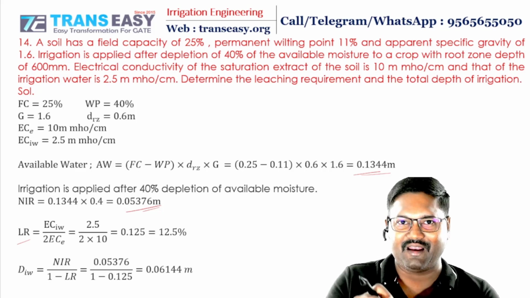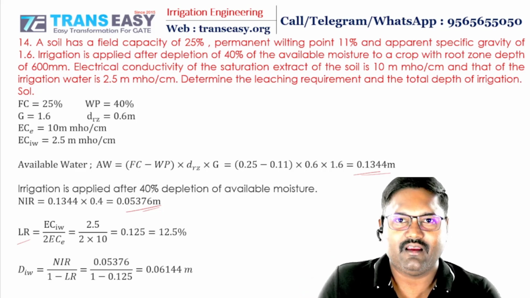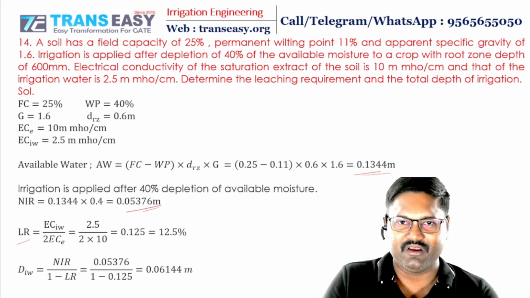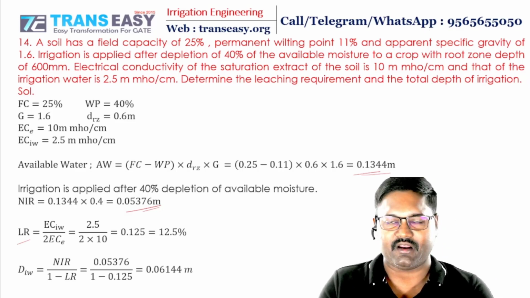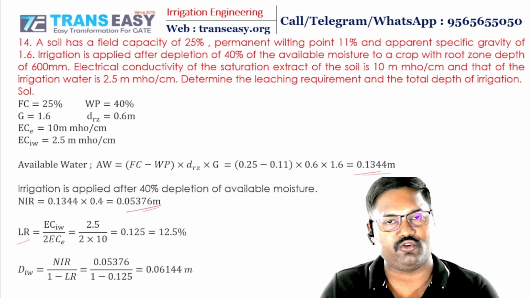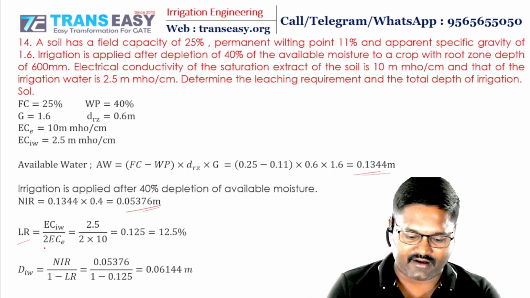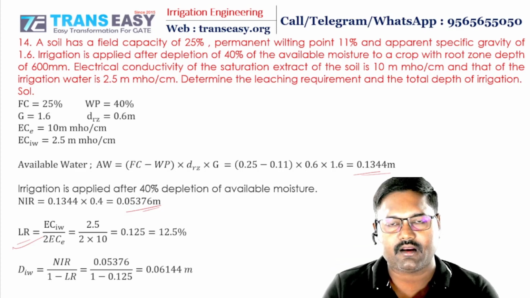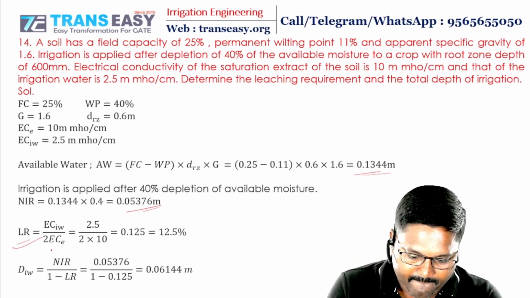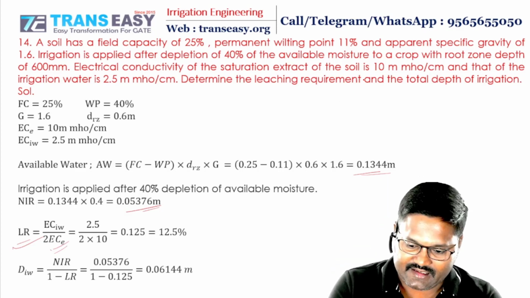In the absence of 90% or more than 90% field information, we use second form of Rhoades equation in order to find the electrical conductivity of drainage water. So electrical conductivity of drainage water is equal to 2 times electrical conductivity of irrigation water. Leaching requirement, electrical conductivity of irrigation water upon 2 times electrical conductivity of saturated extract, right? It is given in the problem.